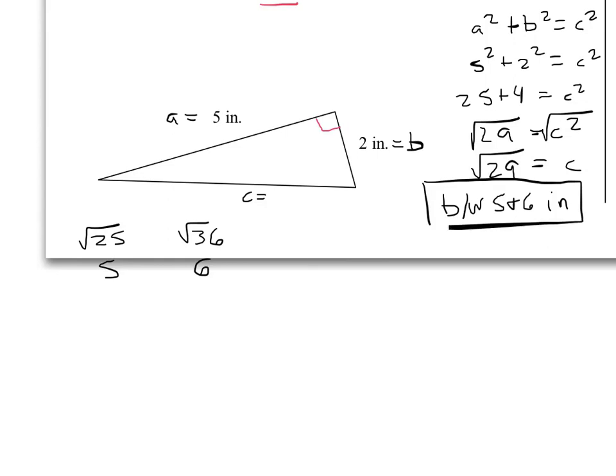Remember, the last thing that we always want to do before we walk away from a Pythagorean theorem problem is make sure that everything makes sense in terms of the lengths of our sides. The hypotenuse should be our longest side. And if the hypotenuse is bigger than 5, even if it's less than 6, that's still going to make it larger than our 2 legs that were 5 and 2. Okay? Questions?